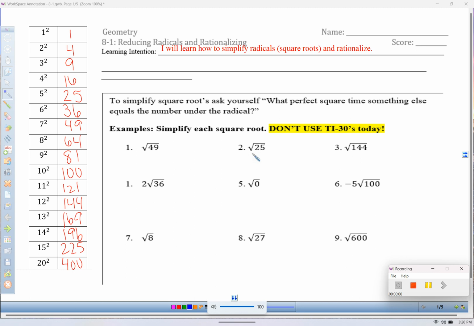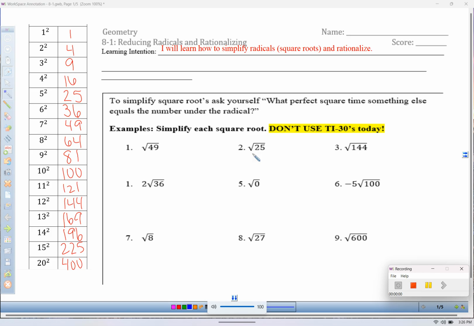All right, today we're looking at lesson 8-1, reducing radicals and rationalizing. So let's go ahead and get that learning intention down. I will learn how to simplify radicals or square roots and rationalize.